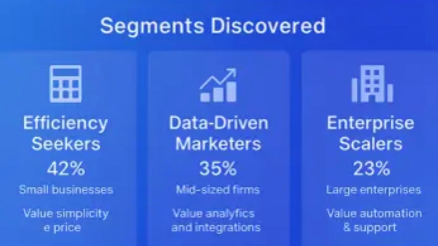Second segment, at 35%, was data-driven marketers. Mid-sized companies with established marketing operations. They placed highest value on analytics capabilities and integrations. The third segment, at 23%, was enterprise scalers. Larger organizations with complex needs. They valued advanced automation, extensive integrations, and dedicated support. They had a very low price sensitivity.